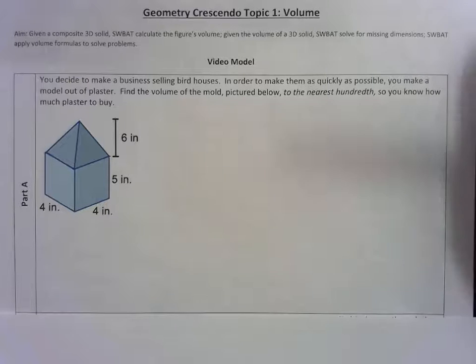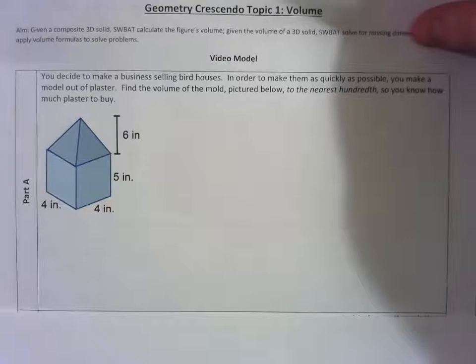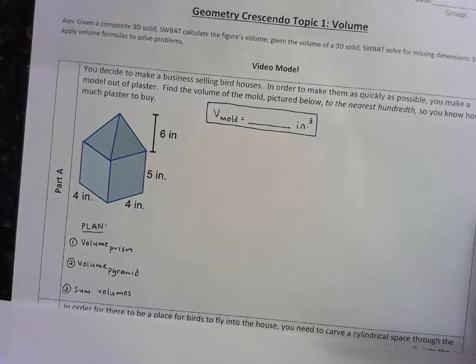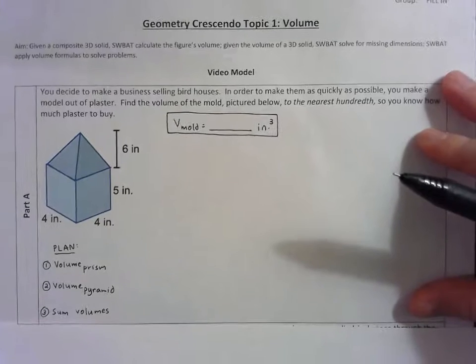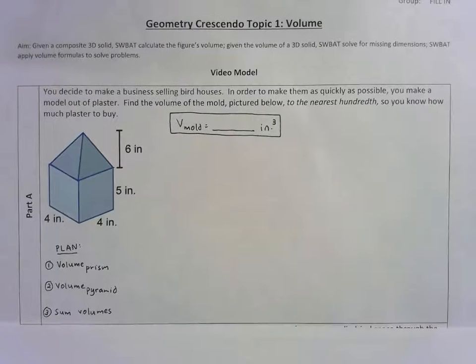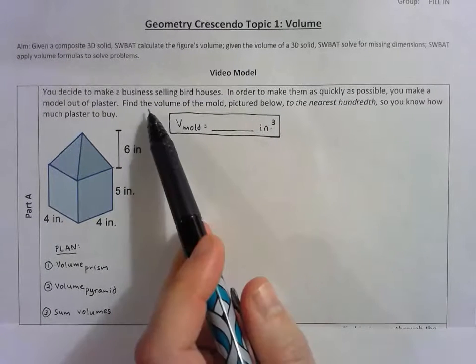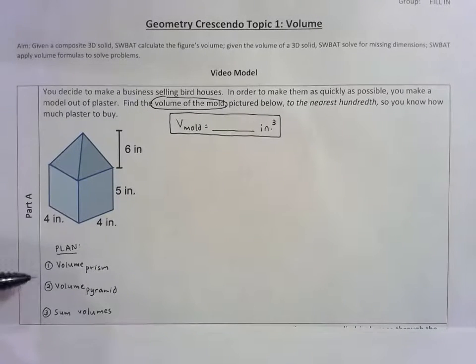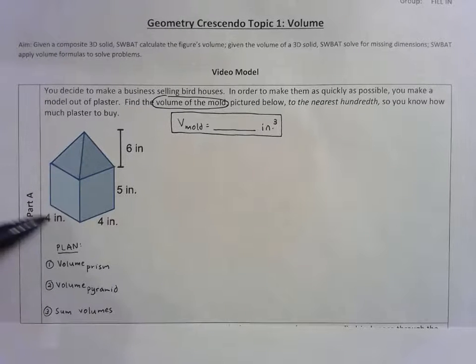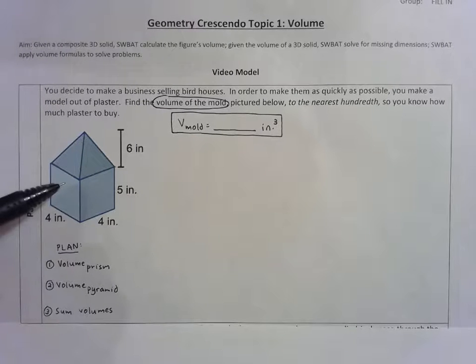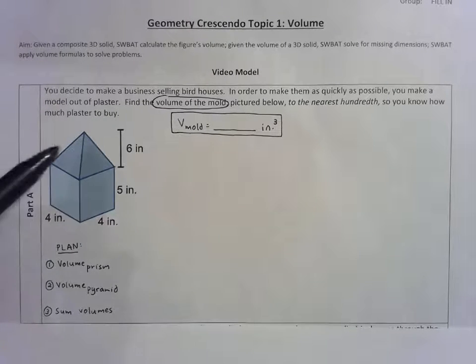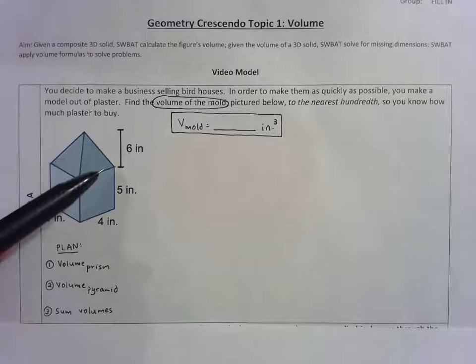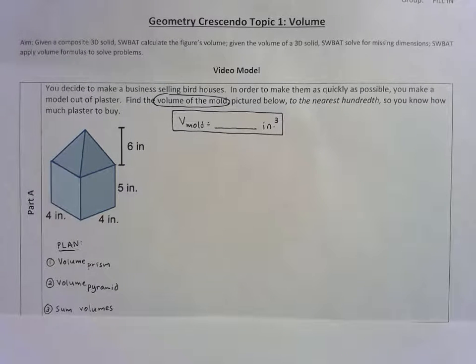That's time. Compare the plan you wrote with the plan that I wrote. The plan I came up with to solve this problem was the following. I identified that I was looking for the total volume of the mold, and I knew that in order to do that, I needed to find the volume first of this prism at the bottom, then I needed to find the volume of the pyramid sitting on top of it, and then I needed to sum the volumes, to add them together to find the volume of the entire figure.